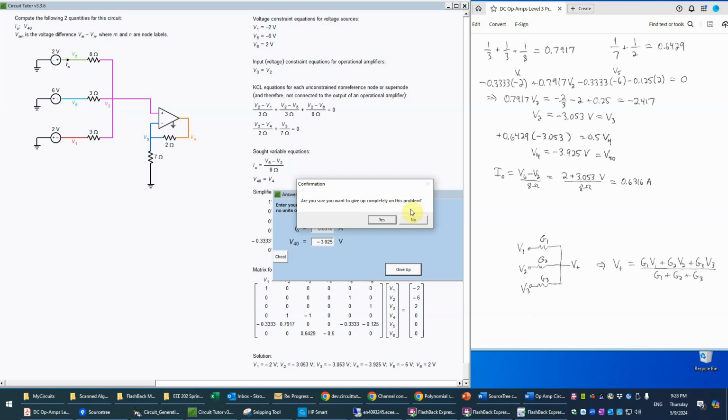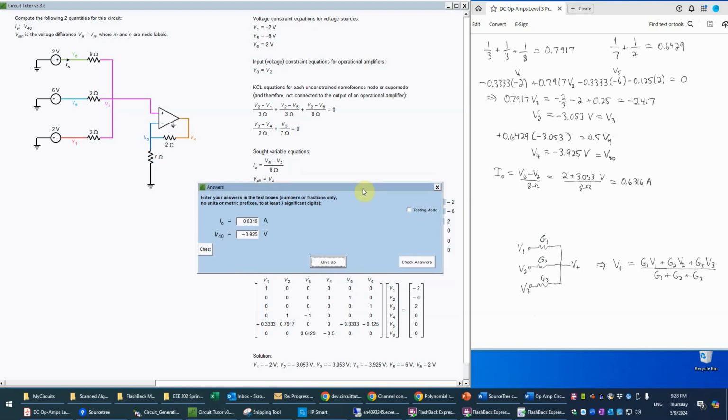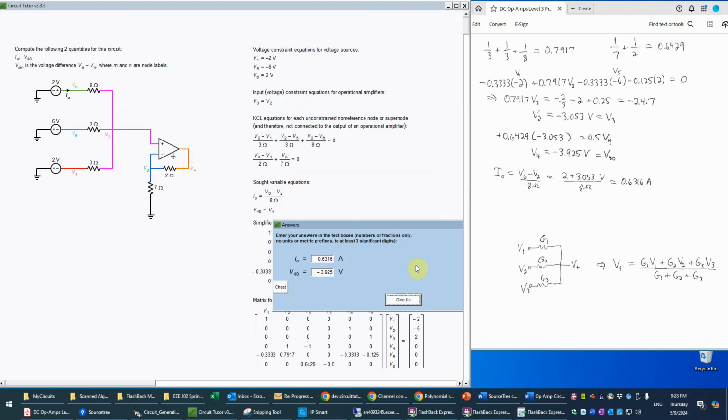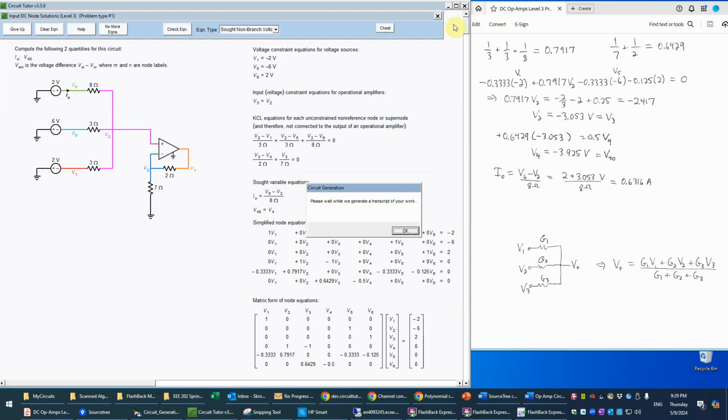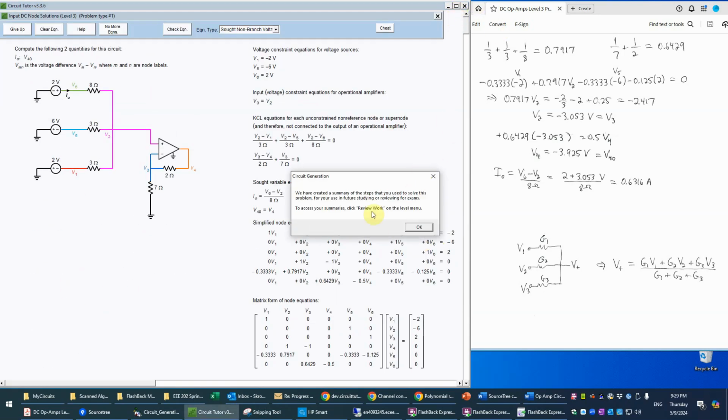Oh, I'm sorry. No, I don't want to give up at all. Click the wrong button. I want the check answers button. Yeah, I wouldn't want to give up at this stage. Okay, and that's done. And basically now it's making a PDF transcript, as it always does.